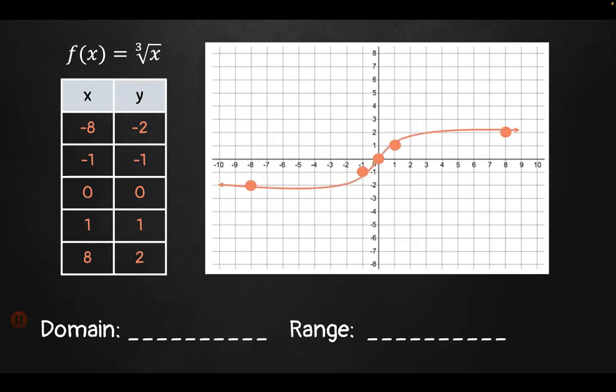Now again, just like my square root function, there was a reason why I picked those particular values for x. These are all your perfect cubes. If you've got perfect cubes underneath a cube root, getting nice whole numbers for each of these y values is going to make it easier for you to plot those points. Now look at your domain. We've got negative infinity all the way to positive infinity, and it's likely also the same for my range.